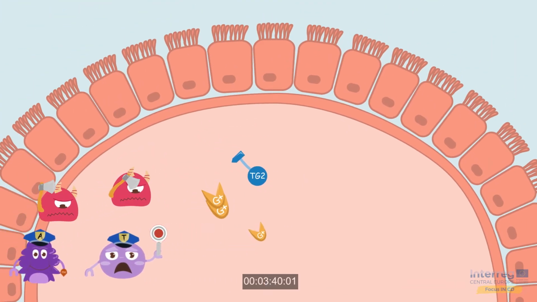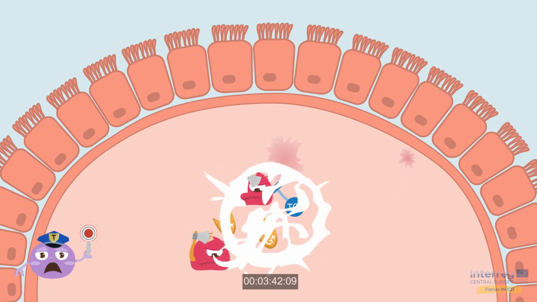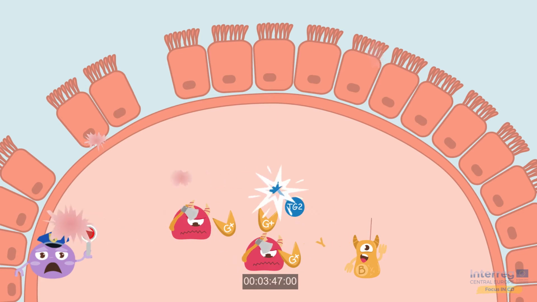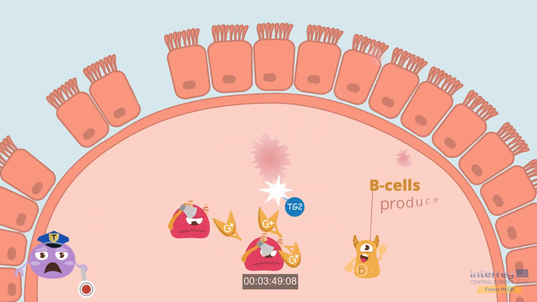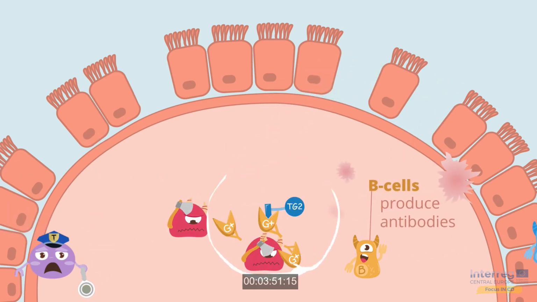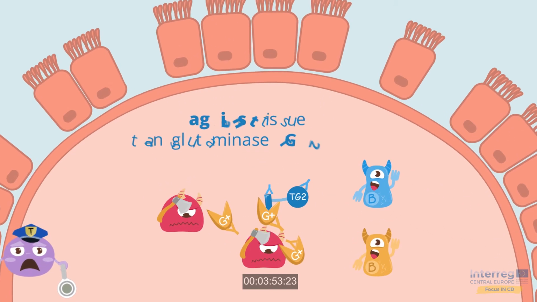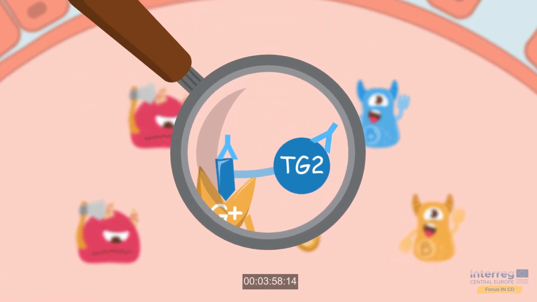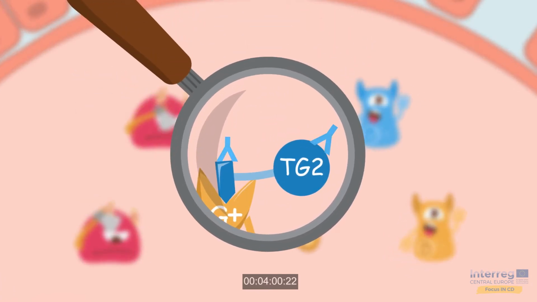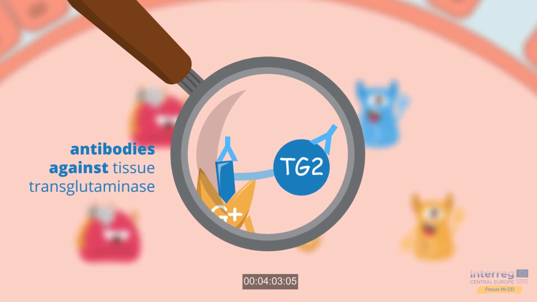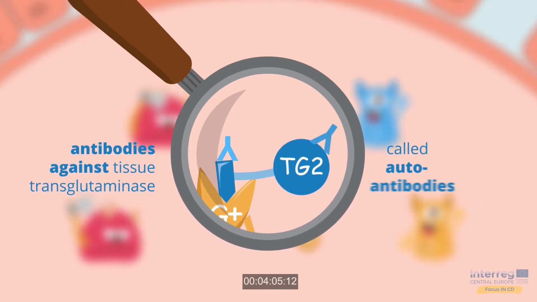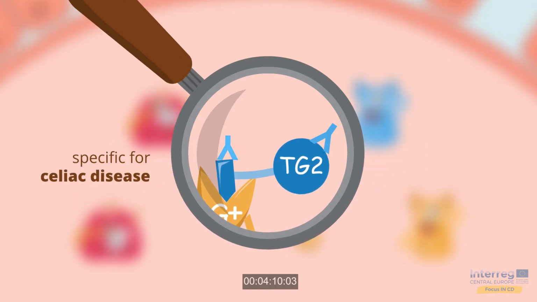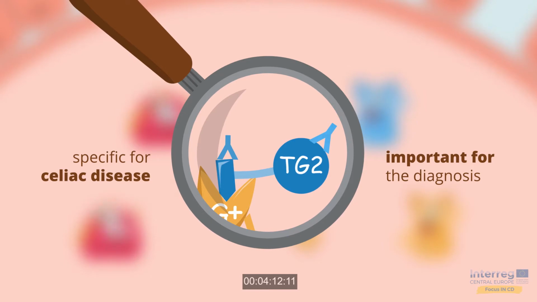If this happens, the T cell initiates an inflammatory reaction to defend the body. Other immune cells, called B cells, are also involved and start to produce antibodies, not only against gluten but also against tissue transglutaminase, which is produced by the person's own body and is not a foreigner. Therefore, these antibodies against tissue transglutaminase are called autoantibodies. They are specific for celiac disease and very important for the diagnosis.